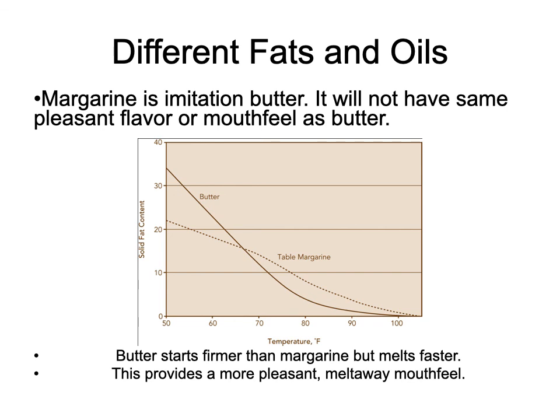Margarine essentially is just imitation butter. It's meant to taste like butter, it's meant to act like butter, but it isn't butter. And you can definitely tell if you taste the two side by side. Anybody who says, oh, it tastes just like butter, no, it doesn't. It doesn't taste anything like butter. But it's meant to be an inexpensive substitute for butter.